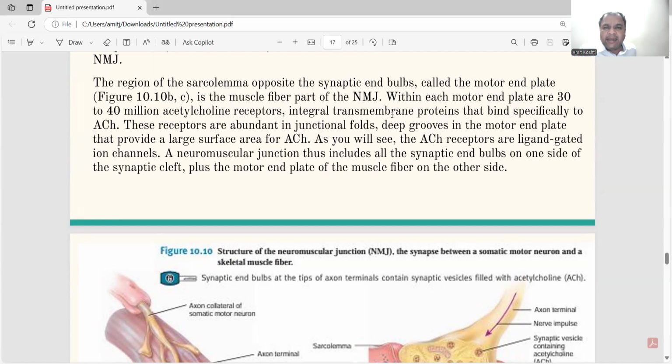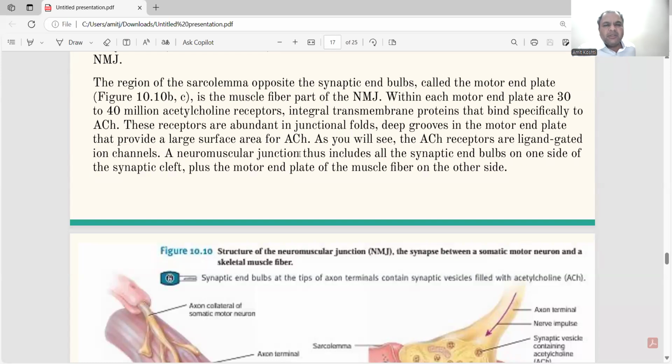What is a receptor? Receptors are integral membrane proteins that bind specifically, like lock and key, to ACh, that is acetylcholine. These receptors are abundant in junctional folds, deep grooves in the motor end plate that provide a large surface area for ACh. The ACh receptors are ligand-gated ion channels.